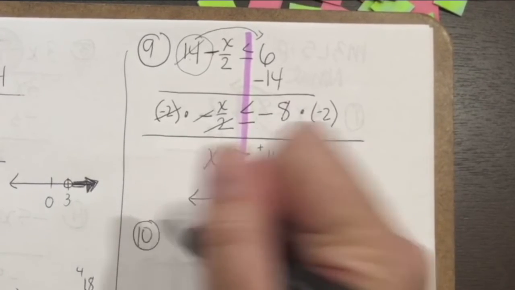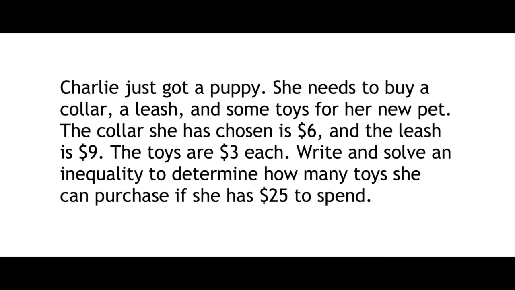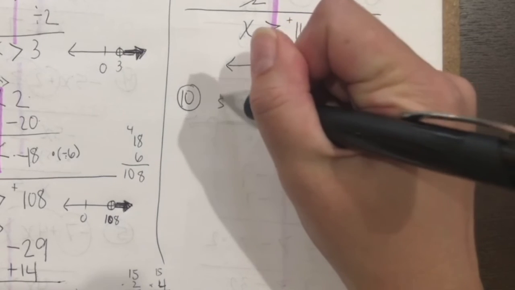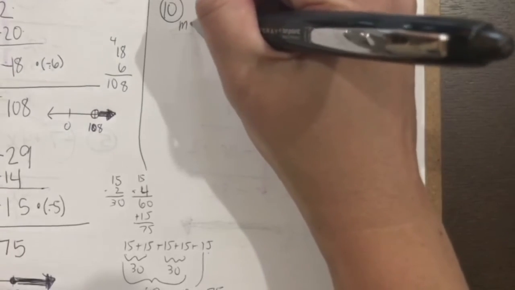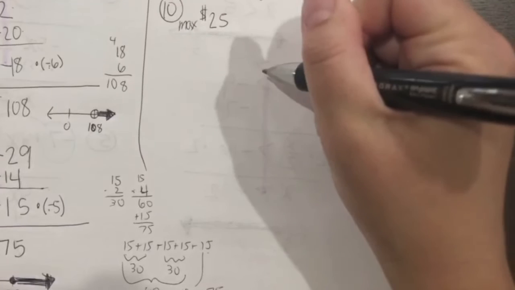Number 10. Charlie just got a puppy. She needs to buy a collar, a leash, and some toys for her new pet. The collar she has chosen is $6 and the leash is $9. The toys are $3 each. Write and solve an inequality to determine how many toys she can purchase if she has $25 to spend. So let's write down our information first. So let's say max $25.